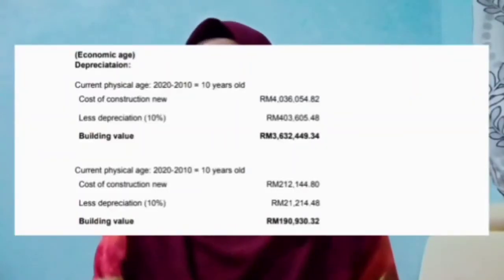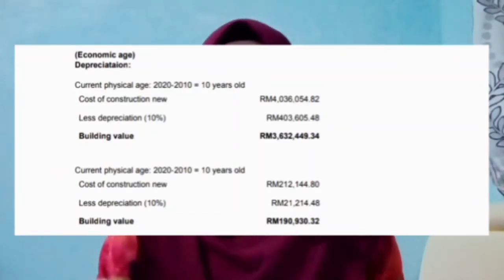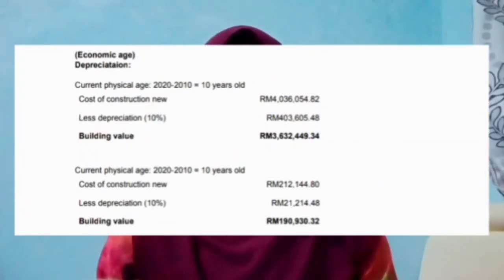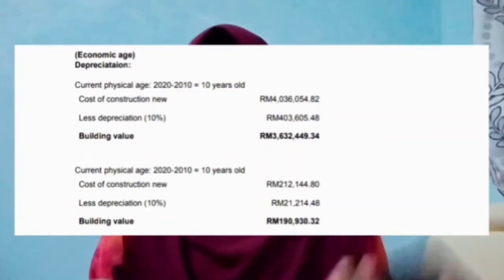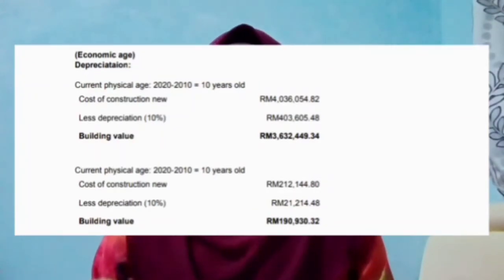After we calculate it, we do the next step, which is depreciation. After we finish multiplying the floor area with the price, we continue to do the depreciation. We calculate the depreciation to get the building value. For this depreciation, we use economic age for this assignment. The formula is cost of construction new less depreciation, and we will get the building value.